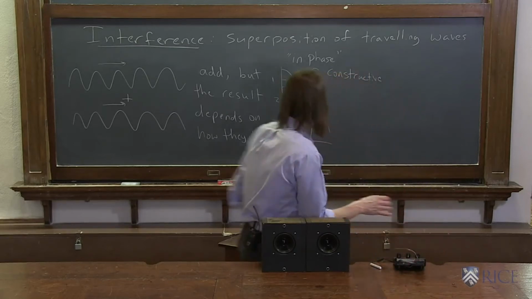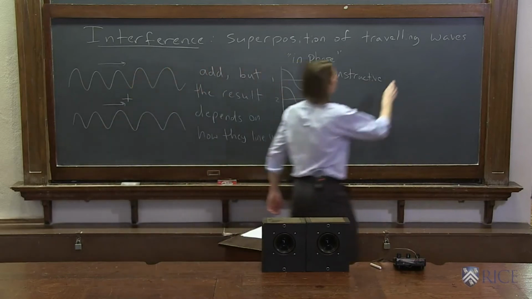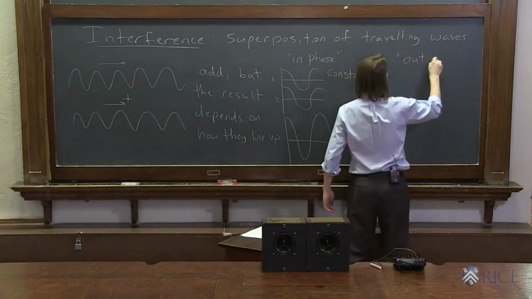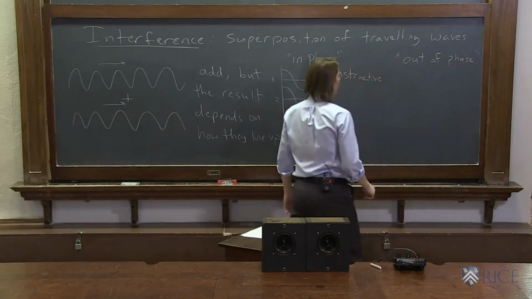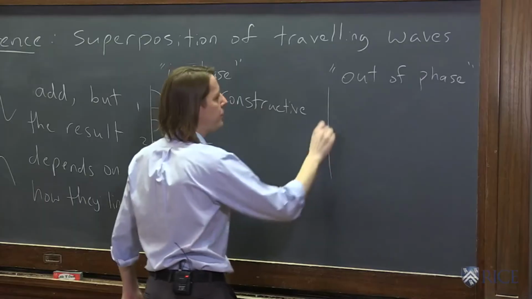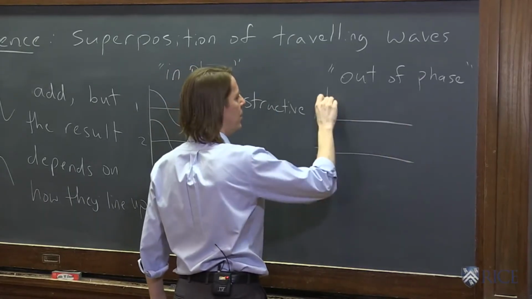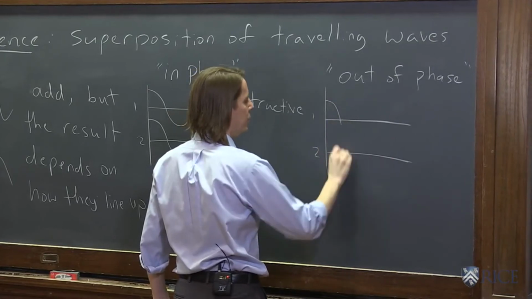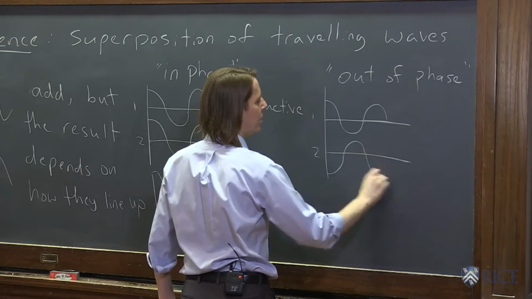Now, what if they're not aligned in that nice way? That's called out of phase. If they're out of phase, it looks like this. Here's 1 and here's 2. While 1 is high, 2 is low. And while 1 goes down, 2 goes up. And while 1 goes up, 2 goes down.